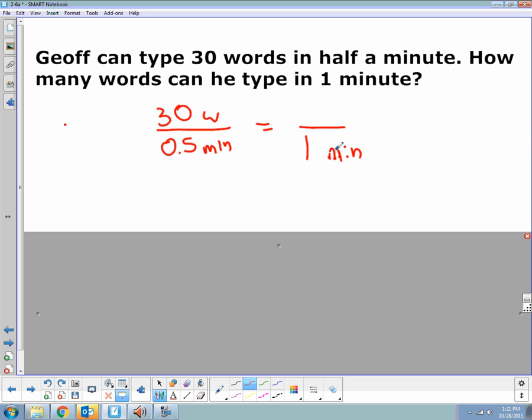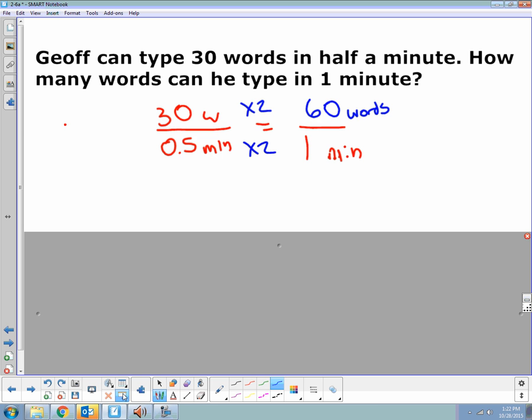If I want to get a 1 in the bottom, I've got to get there somehow. So we could do, well, a half divided by a half is 1. Anything divided by itself is 1. So we can divide by a half. You could also say, well, I know that a half times 2 is 1. 2 halves makes 1 whole. So 30 times 2, 60 words per 1 minute. And again, I'm labeling. 60 words per 1 minute. You do need to have a label, words in 1 minute.